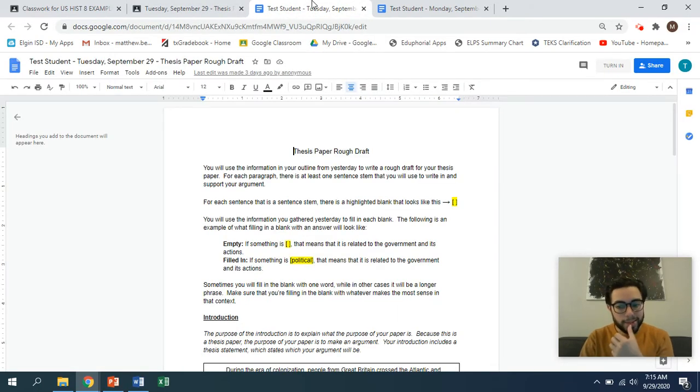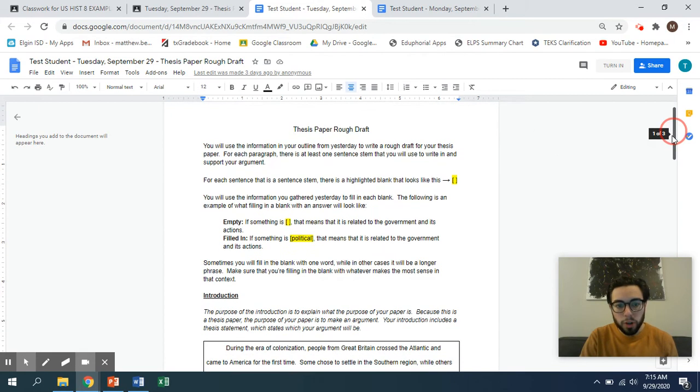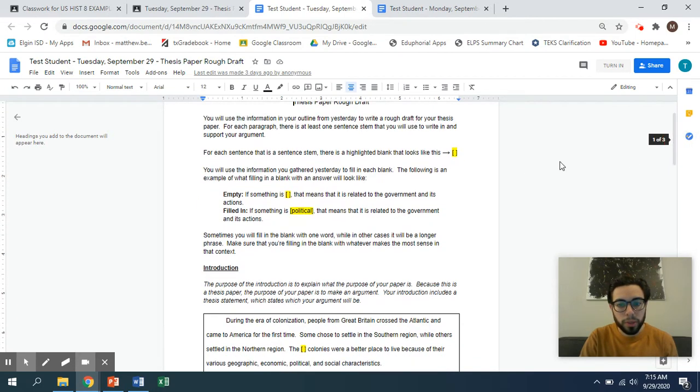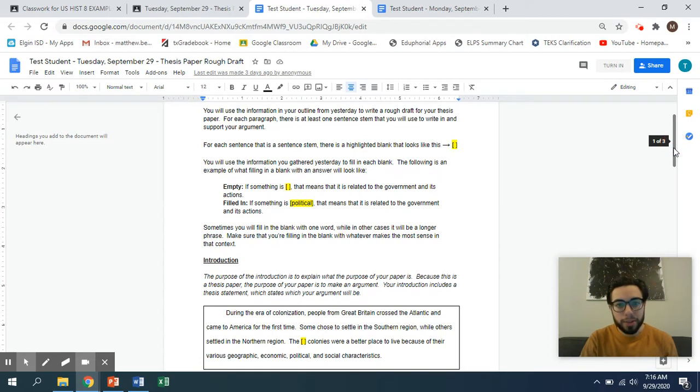So here is what the rough draft paper looks like. You can see that there are some instructions in the beginning, right? Kind of just explaining what I explained in a sense, but then it's also telling you what to do with these highlighted brackets. So if you've done the study guide, you actually know what these are. You know how to use these. But if you haven't, let me just give you a quick explanation. This is basically like a fill in the blank. So if you consider some of these things sentence stems, this is where you're actually writing in whatever it is you need to write.